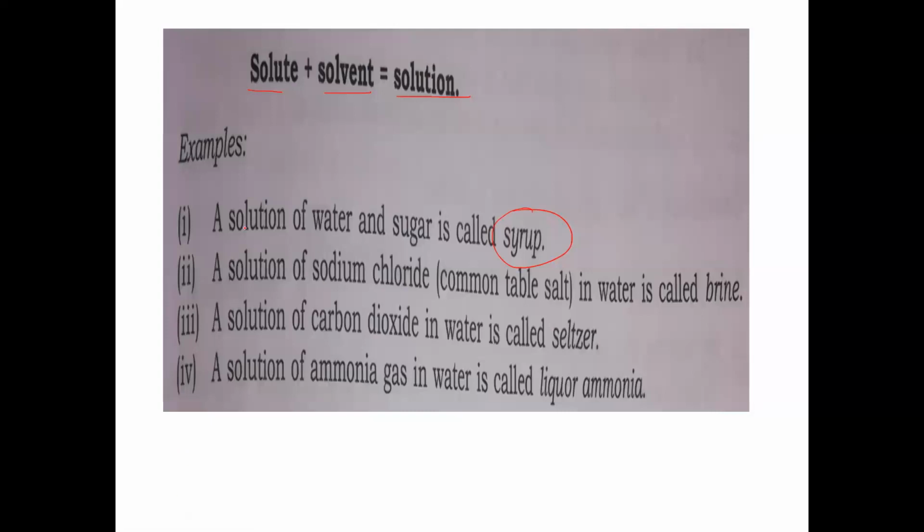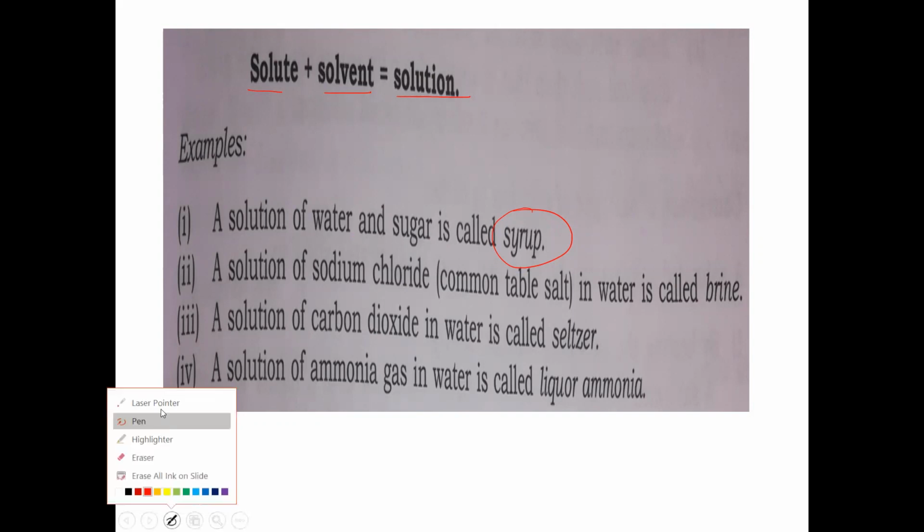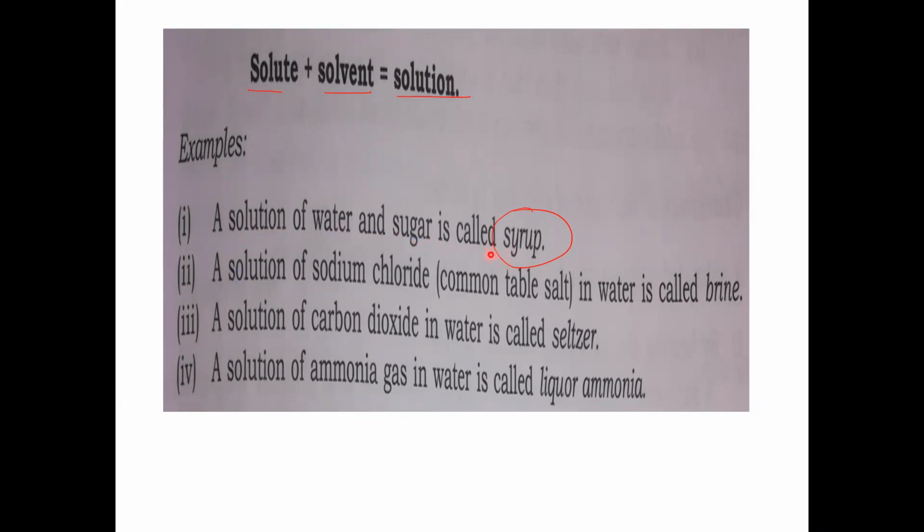A solution of water and sugar is called syrup. In this, sugar is the solute and water is the solvent. In this case, syrup, sugar is solid and water is liquid, so it is a solid in liquid type of solution.